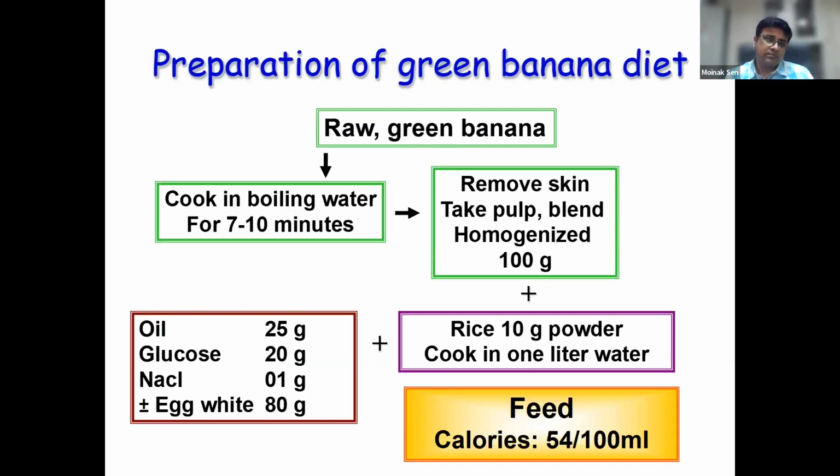How to cook the green banana: you take 2 green bananas, put them in a pressure cooker, take the pulp out, add some rice, some water, and some glucose, and you make it sort of a slurry, sort of a porridge, and you feed the patient, and he gets about 54 calories per 100 ml.